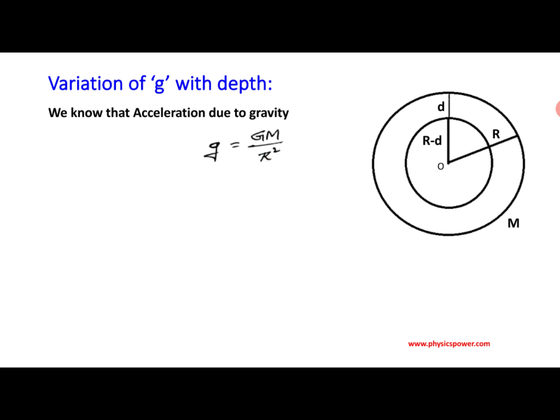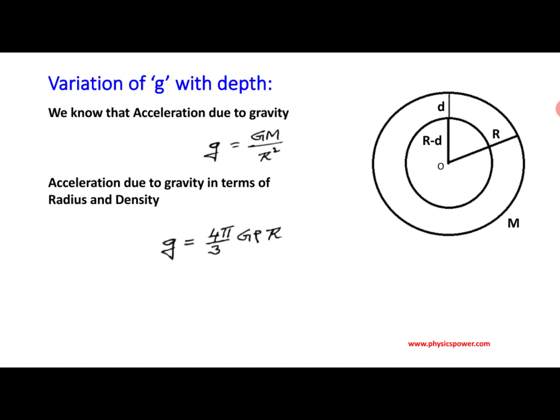So this is the expression in terms of mass and radius, but the same expression we can mention in terms of radius and density also. So according to that, g equals 4 pi by 3 capital G into rho into r. According to this formula, if density is constant, then g is proportional to r. So instead of using the earlier formula, if you use this formula, the derivation will be very easy. So this is g value at a particular radius r.